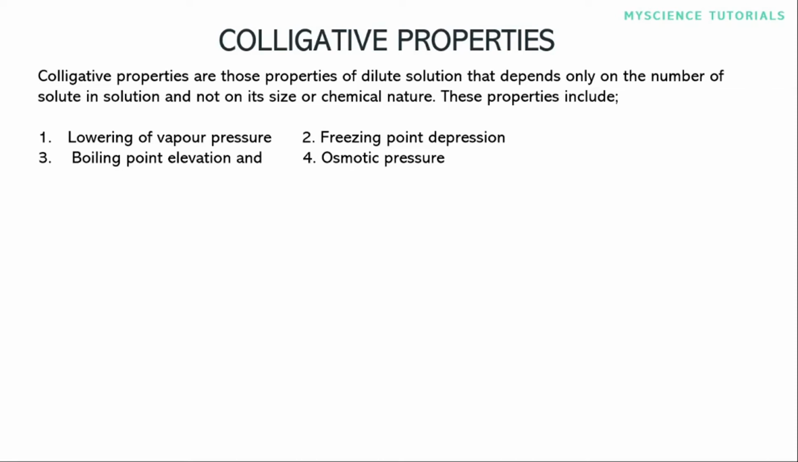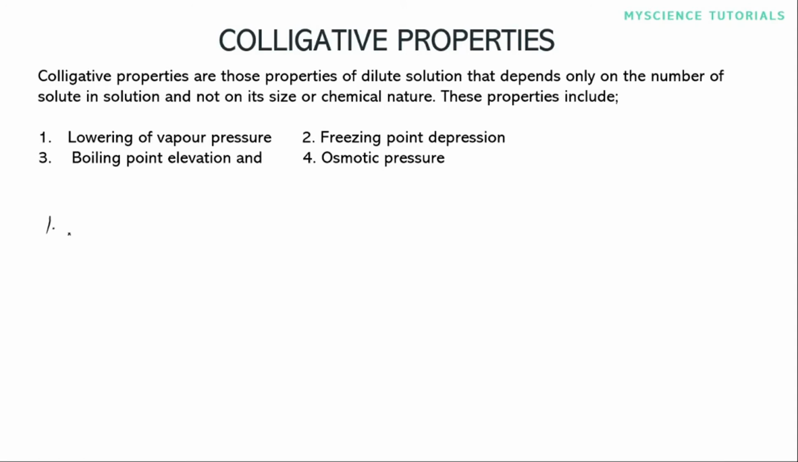Now these properties include 1. Lowering of vapor pressure, 2. Freezing point depression, 3. Boiling point elevation, and 4. Osmotic pressure. It is important for us to know that these properties are all related to each other. So once you are able to find the vapor pressure depression, you can easily find the freezing point depression, the boiling point elevation, and the osmotic pressure because they are interrelated. Now in this tutorial we want to look at the lowering of vapor pressure. That is the first one that we have over here.